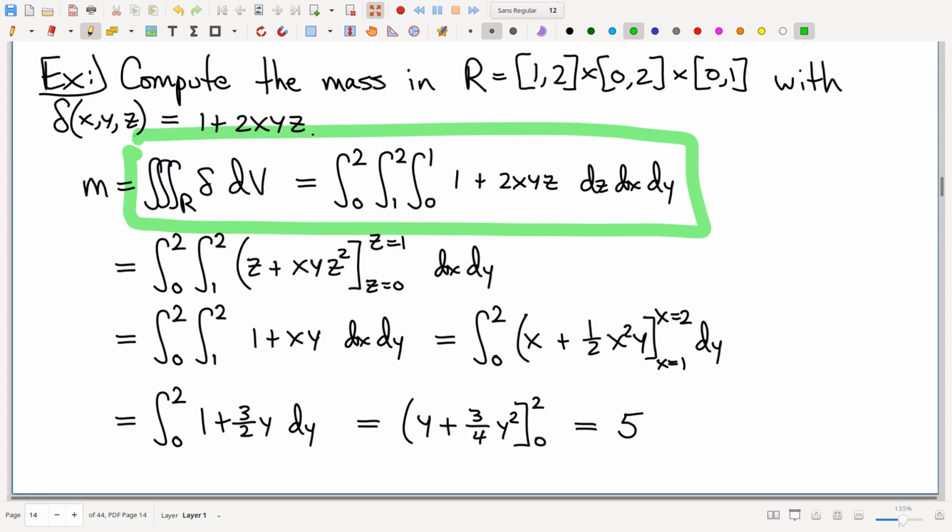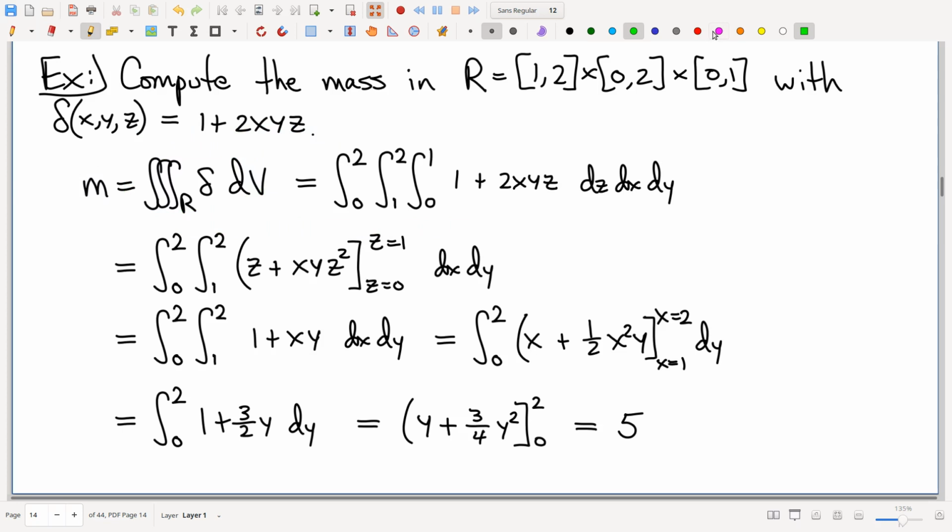Now let's think about this carefully. Our rectangular box, here it is. I'm using this notation. We've seen an analogous form of this notation with 2-dimensional rectangles. This is exactly the analogous thing. This is the range of values for x. This is the range of values for y. This is the range of values for z, defining the box.